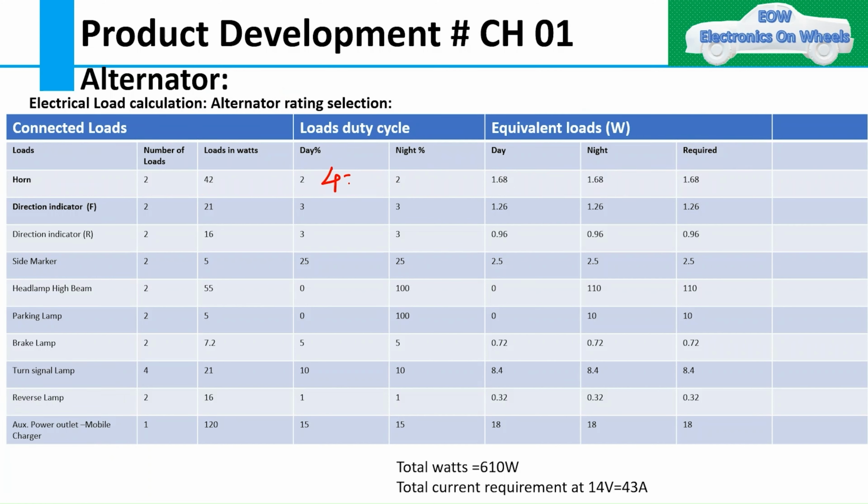So 42 into 2, 100 into 2, what will come? It will come 1.68. You just calculate this thing for day also and for night also.